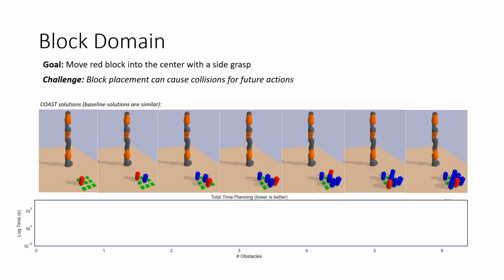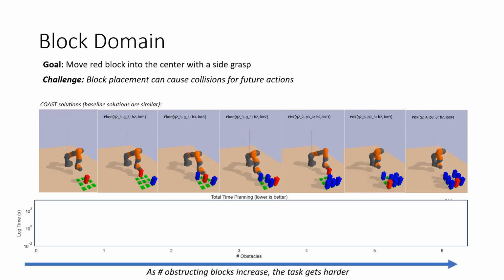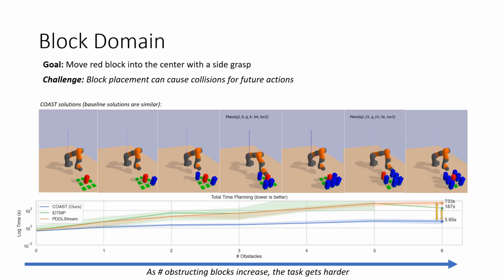We show examples of solutions with increasing difficulty, and we plot the total time spent planning with the number of obstacles on the x-axis and the logarithmic time on the y-axis. Our approach shows the best performance compared to both PDDL stream and IDTamp.